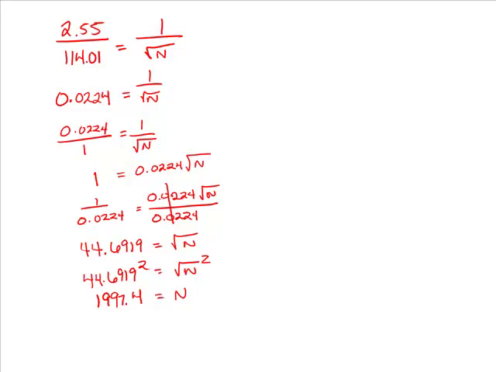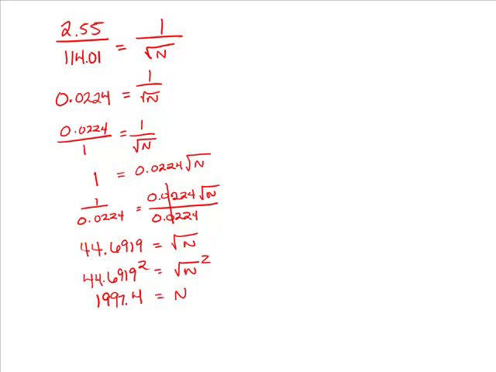So we ended with the top row, right? 2.55 divided by, and that's the standard deviation, 1 over the square root of n. You do the math, so that's a fraction. I have a number, 0.0224 equals 1 over the square root of n. Remember that trick from high school when you're multiplying fractions, where if you put two fractions equal to each other, you can multiply across diagonally? So this 1 in the numerator times this 1 in the denominator equals this 0.0224 in the numerator times the square root of n in the denominator.